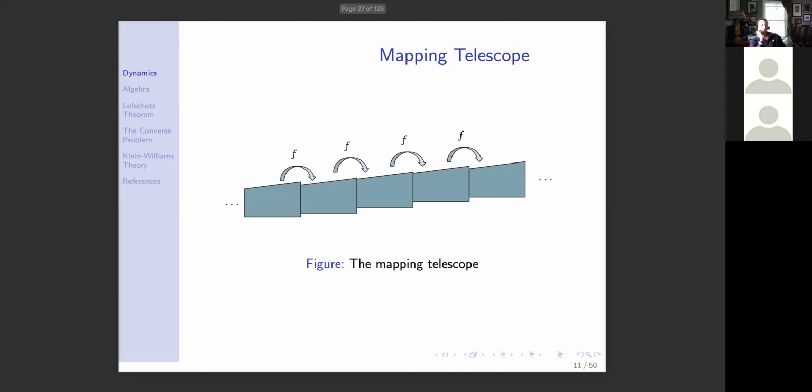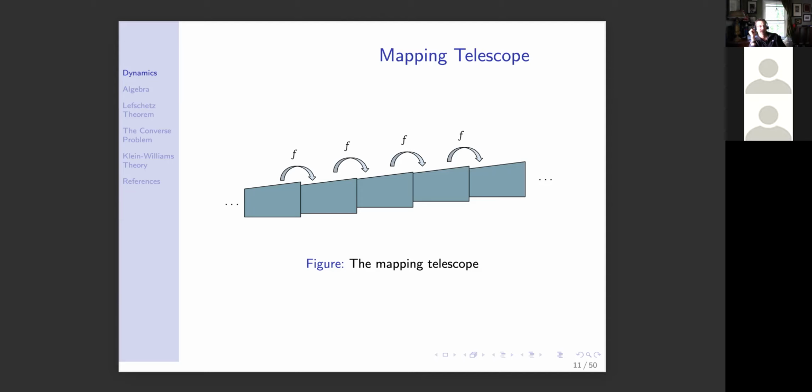And here's a picture of the mapping telescope. Each trapezoidal image there can be viewed as, actually I drew a picture wrong of the mapping telescope, it's not quite accurate, but never mind. We're gluing each trapezoid to the next one via f. I didn't draw it correctly. I should have drawn the right-hand side smaller than the left-hand side. So this is not an accurate picture, but this gives you an idea of the mapping telescope anyway.